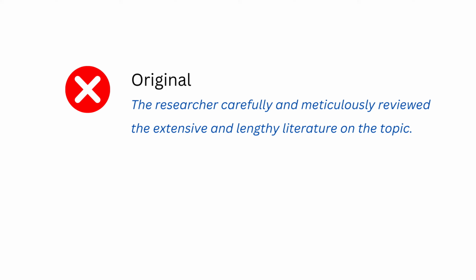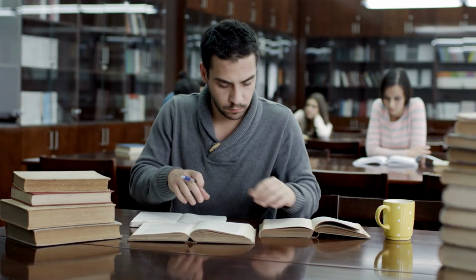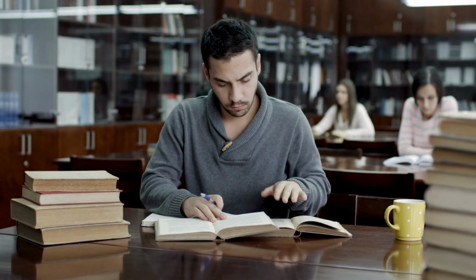For example, rather than writing, "The researcher carefully and meticulously reviewed the extensive and lengthy literature on the topic," you could write, "The researcher reviewed the literature on the topic." By removing carefully, meticulously, extensive, and lengthy, you retain the core meaning of the sentence whilst making it more concise. The action of reviewing literature implies that you've paid careful attention. You don't need to write that. And words like extensive and lengthy, they're often unnecessary unless they add something very specific to the argument.